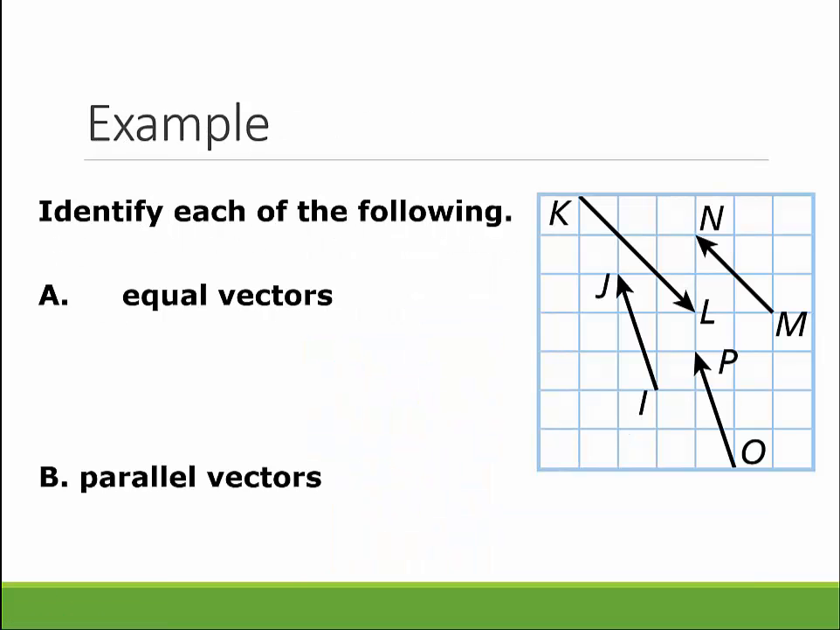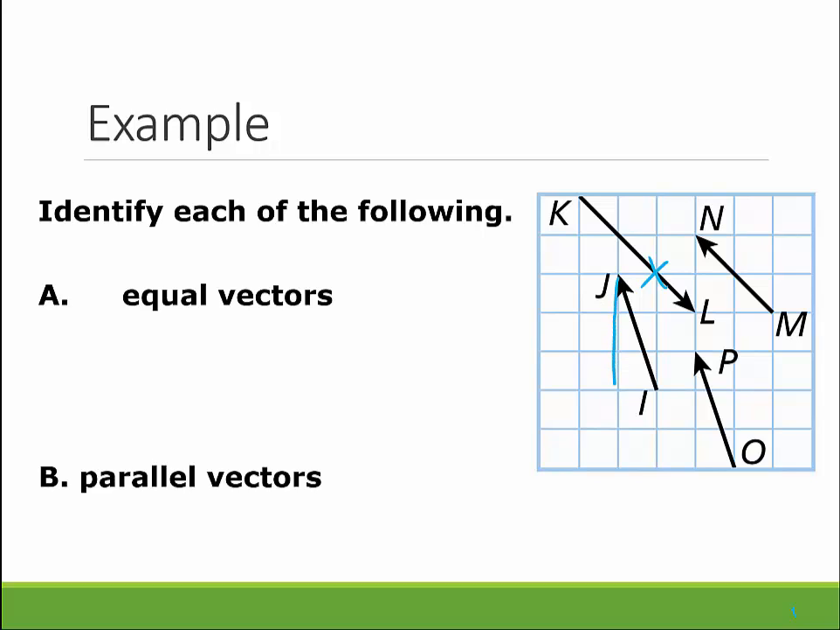So you're going to get some problems like this, where it says identify equal vectors. Now remember, they have to be going in the same direction, and they have to have the same magnitude. So automatically we know this, KL, doesn't have any equal vectors because all the other ones are pointing up. Now, when you just look at these two, this guy is a little more slanted.